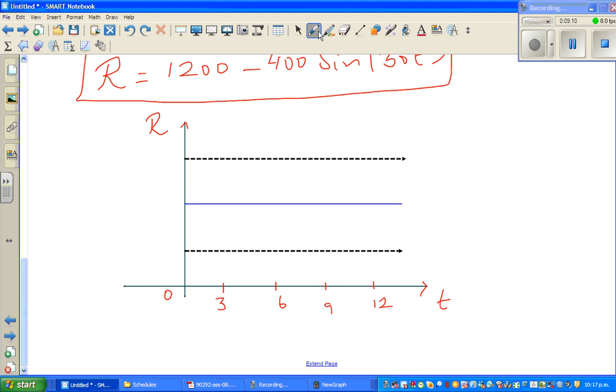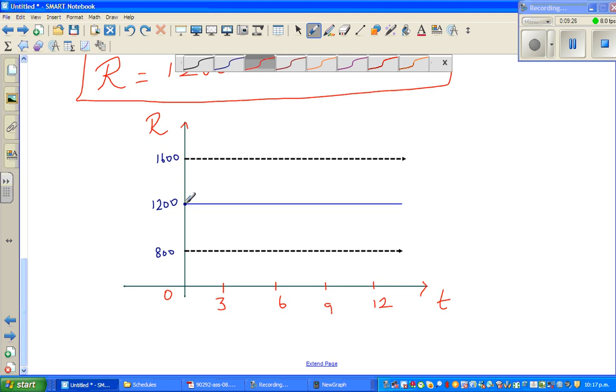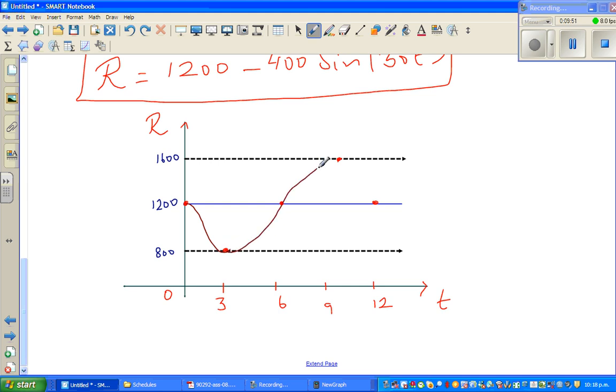Okay, it's a negative sine curve, so you're starting at your baseline, this is 1200. This is 800 rabbits, and this is 1600. So your sine curve starts at the baseline, and as it's a negative sine curve, it goes to the minimum, then it hits the baseline at 6 months, 9 months is the maximum, and then it comes back. So your graph would look like this. I hope you understand.